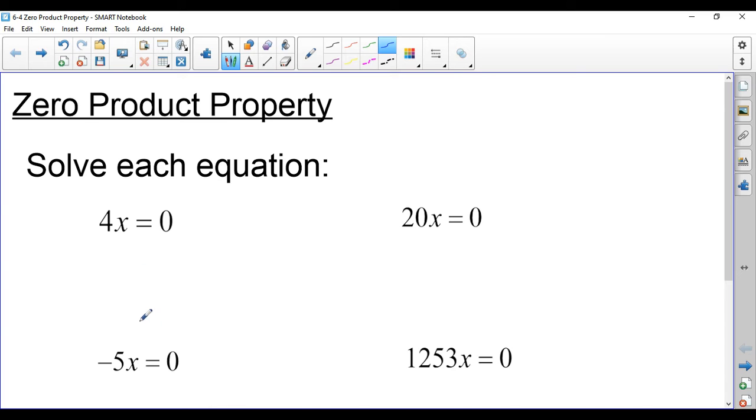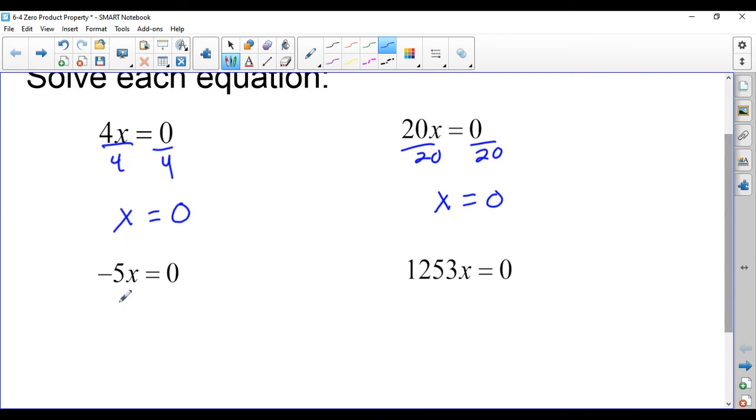If I want to solve each of these equations, I have 4 times x equals 0. We know that we would divide both sides by 4, and it would say x equals 0 divided by 4. But there's a rule that said 0 divided by any number is still 0. If I take 20x equals 0 and I divide both sides by 20, I get x equals 0 divided by 20, which is 0. Negative 5x equals 0. Divide both sides by negative 5.